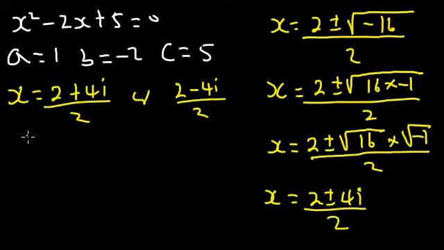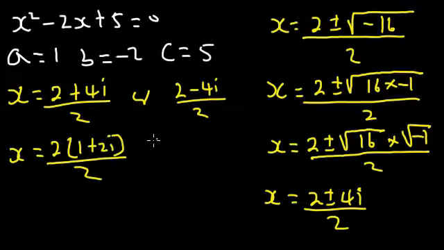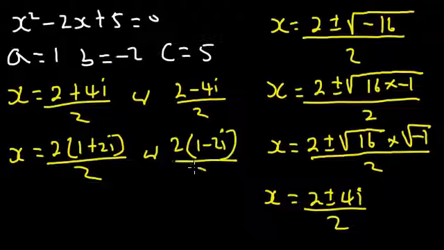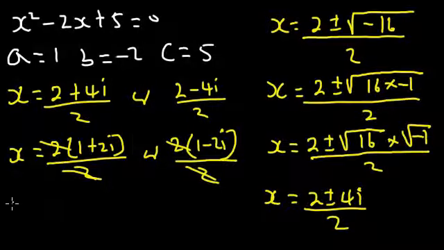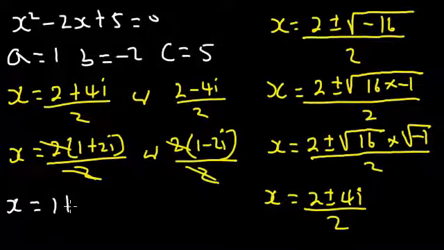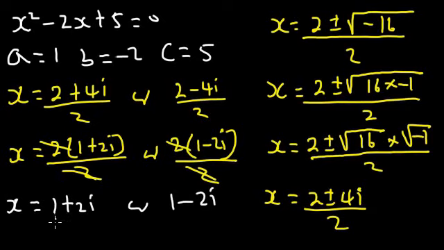Okay, perfect. So now upon factorizing 2 out of the numerator, we have x equal to 2 in the bracket of 1 plus 2i, all divided by 2, or 2 in the bracket of 1 minus 2i, all divided by 2. And since the 2 can reduce this, what is left for the value of x is 1 plus 2i, or 1 minus 2i. So these are the values of x.